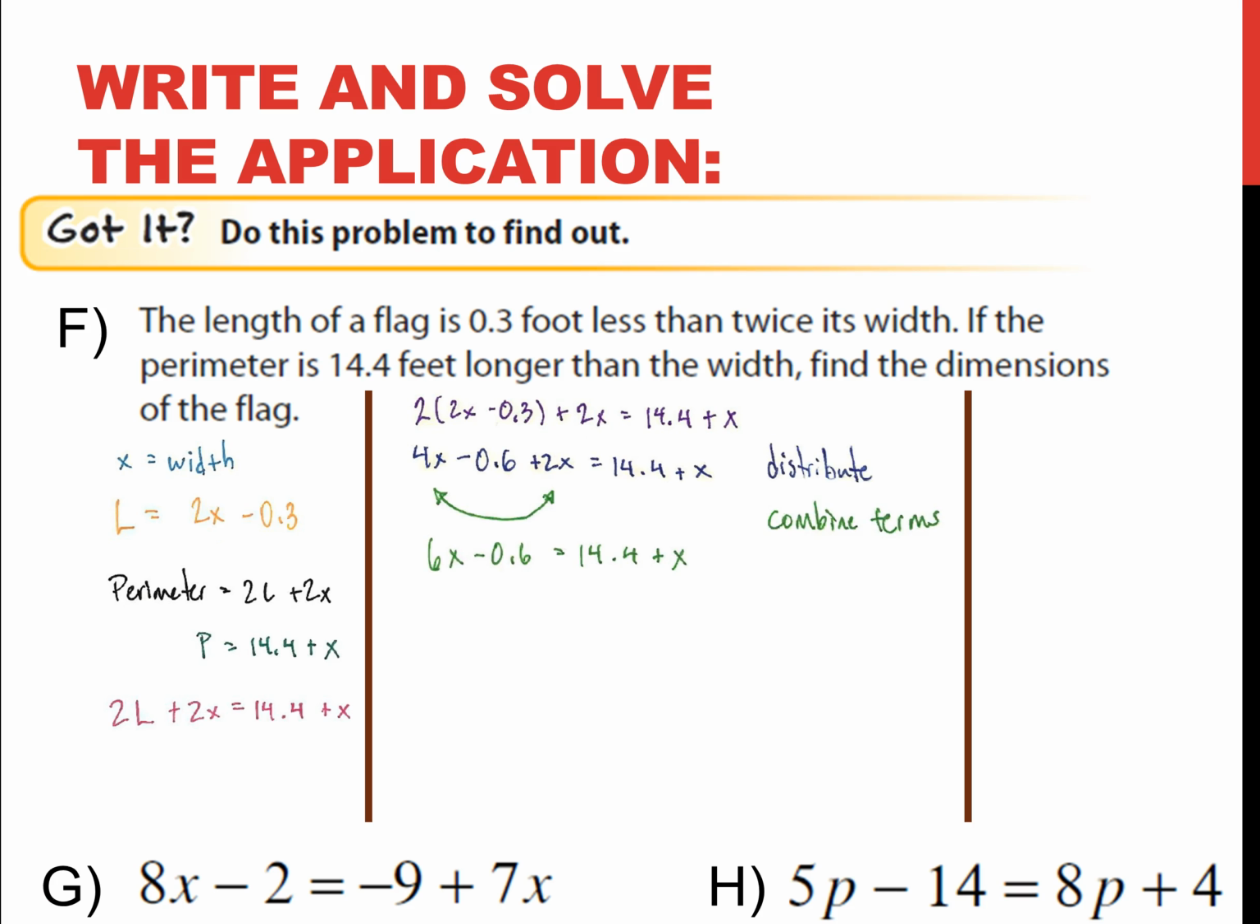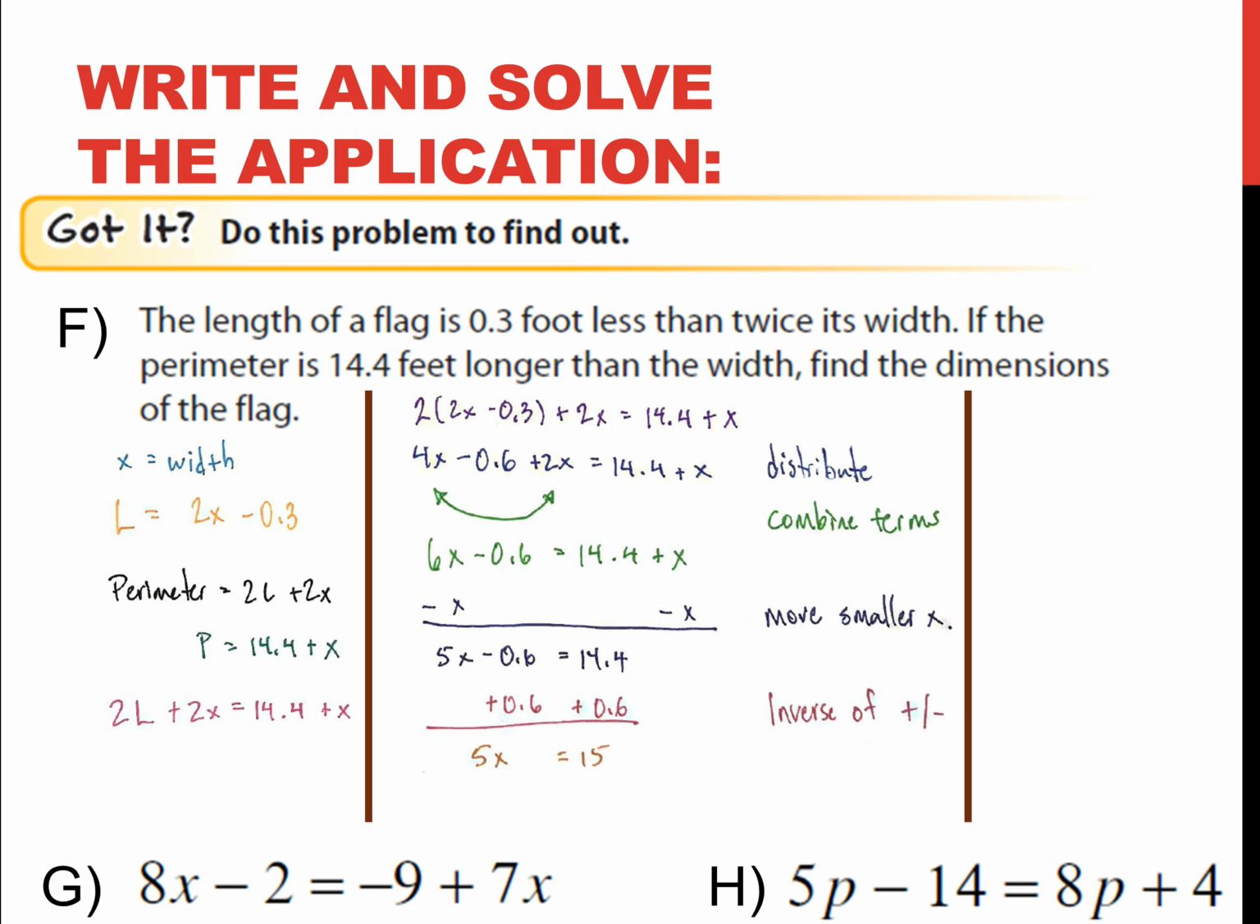I see 2 terms, the 4x plus 2x. I can combine those terms. 4x's plus 2x's is 6x's. So after combining terms on my left-hand side, I have 6x minus 6/10 equals 14 and 4/10 plus x. All right. So now this is getting a little bit better, because I can move the smaller x, which is x. So I'm going to subtract x from each side. And that leaves me with 5x minus 0.6 equals 14.4.